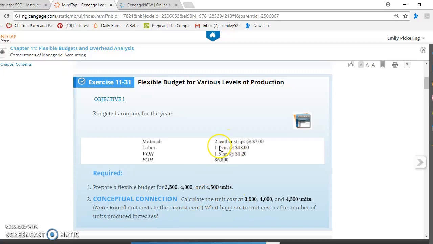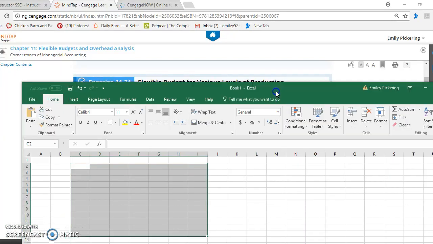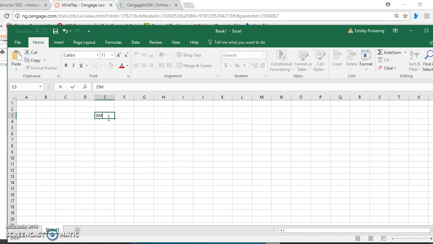And so what we're going to do is we have our per unit costs here, and then I'm just going to go ahead and figure out what it should have cost me. So let me go ahead and open up my Excel, and I'm going to just lay out my flexible budget here. So I have direct materials, direct labor, variable overhead, and then fixed overhead. And then I have it for 3,500 units, 4,000 units, and 4,500 units.